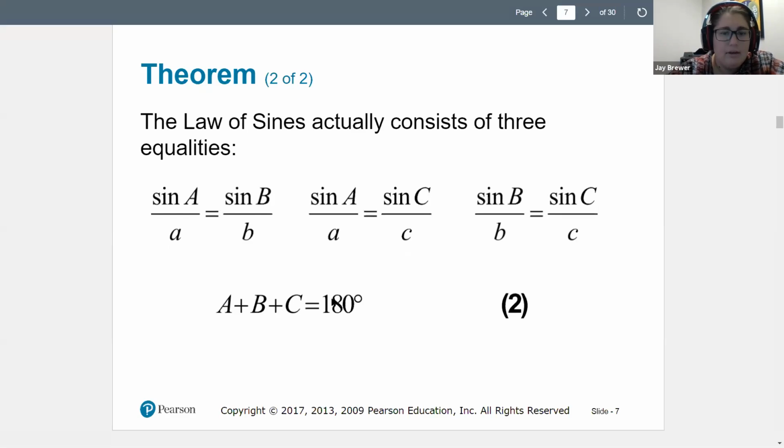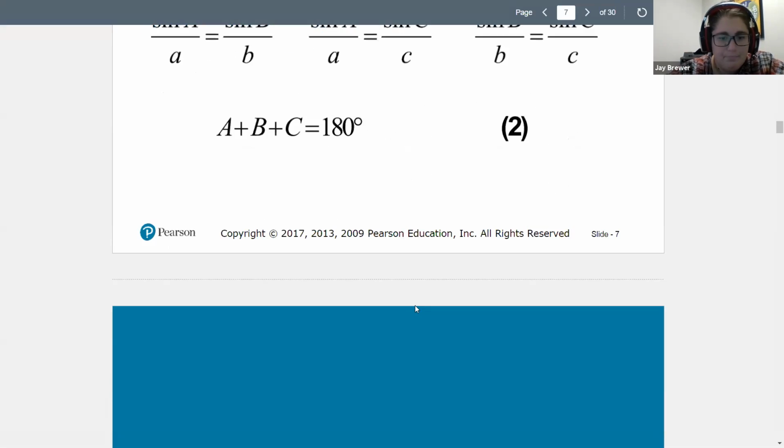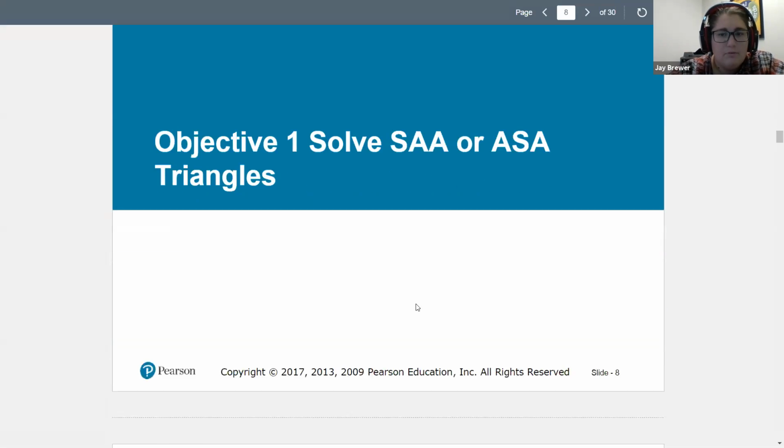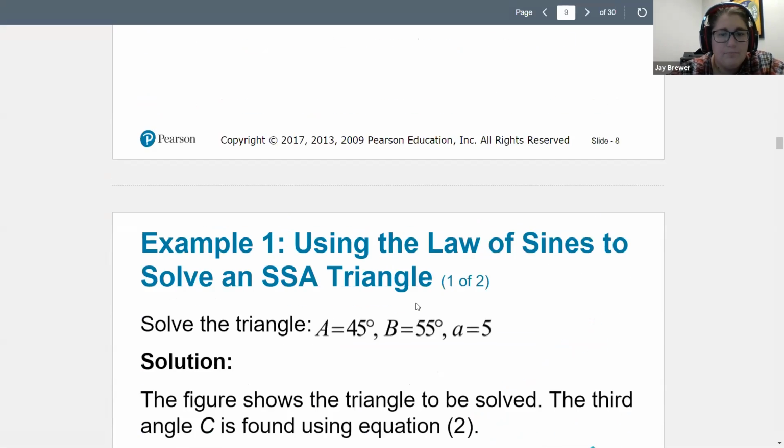All right, and then the second thing they're showing you here is that A plus B plus C, your 3 angles together for a triangle, will always give you 180 degrees. That may seem simple, but it is going to come in handy when you guys look at things. All right, so let's move on to some examples.